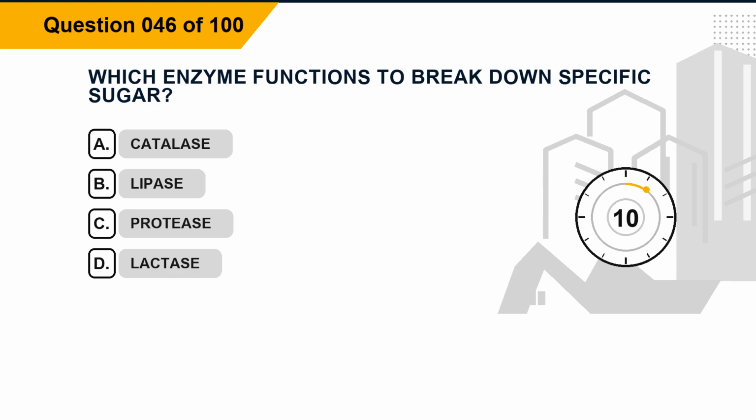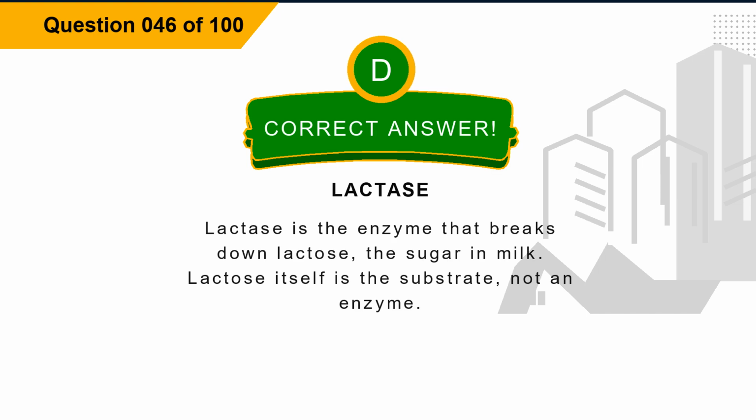Question 46. Which enzyme functions to break down specific sugar? Option A, catalase. Option B, lipase. Option C, protease. Option D, lactase. The correct answer is option D, lactase. Explanation. Lactase is the enzyme that breaks down lactose, the sugar in milk. Lactose itself is the substrate, not an enzyme.